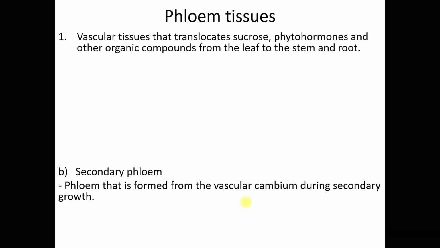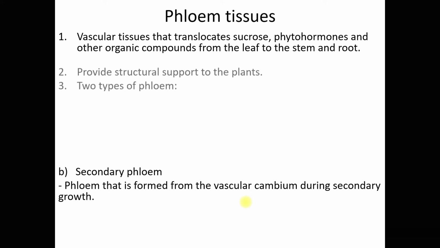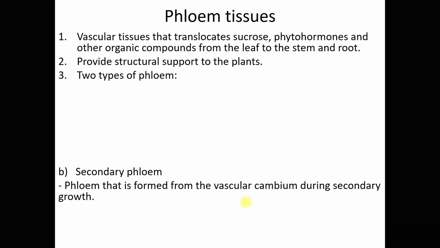Right, now phloem tissues, these are vascular tissues that translocate. We don't use the word transfer, right? Here we use the word translocate. Sucrose is the main form of the organic substances that plants synthesize during photosynthesis. All right, sucrose. So vascular tissues translocate sucrose, phytohormones, I'm sure you know this. You have already learned in Form 5, and other organic compounds from the leaf to the stem and roots. And phloem tissues provide structural support to the plants.